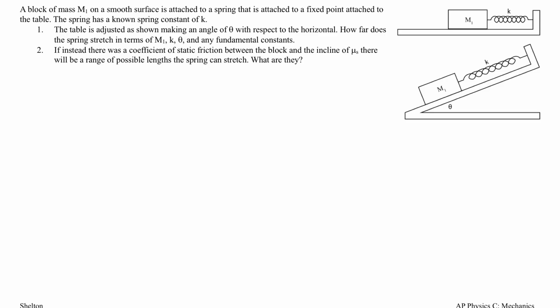A block on a smooth surface is attached to a spring that is attached to a fixed point attached to the table. The spring has a known spring constant k. The table is adjusted as shown, making an angle of theta with respect to the horizontal. How far does the spring stretch in terms of m1, k, theta, and fundamental constants? If instead there was a coefficient of static friction between the block and the incline of mu s, there will be a range of possible lengths the spring can stretch. What are they? All right.